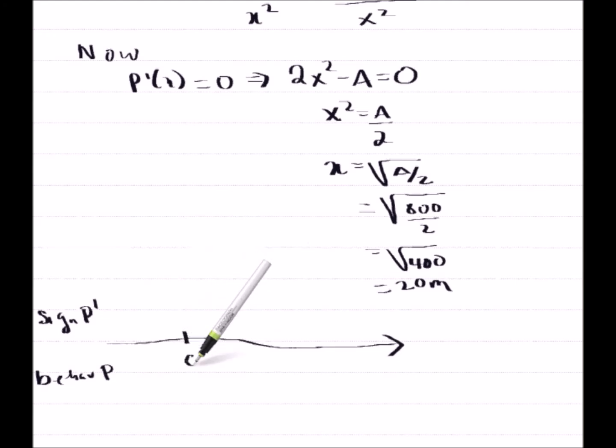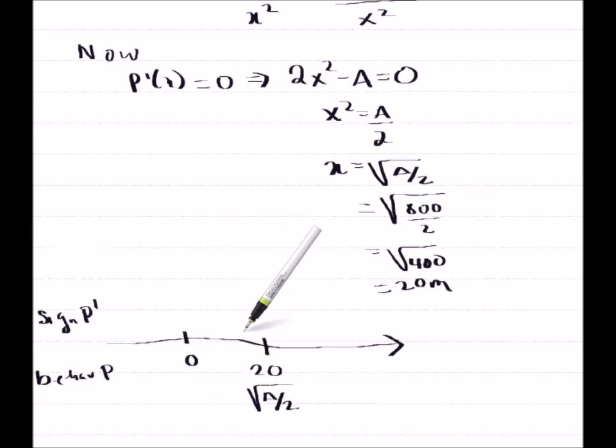So 0 is an important point because I'm minimizing over all positive values of x. So I'm not really interested in what's going on here. Let's say here I could put 20. Well, just to remind you that 20 was obtained by calculating the square root of a over 2, I will also put that here. You'll see why eventually.